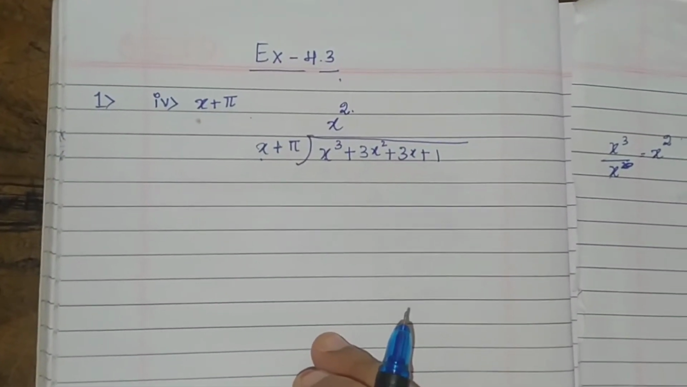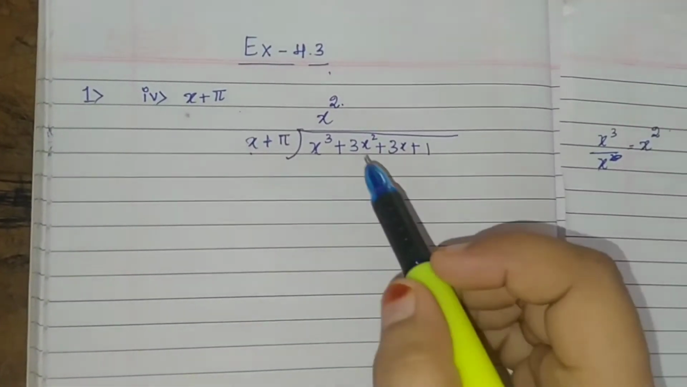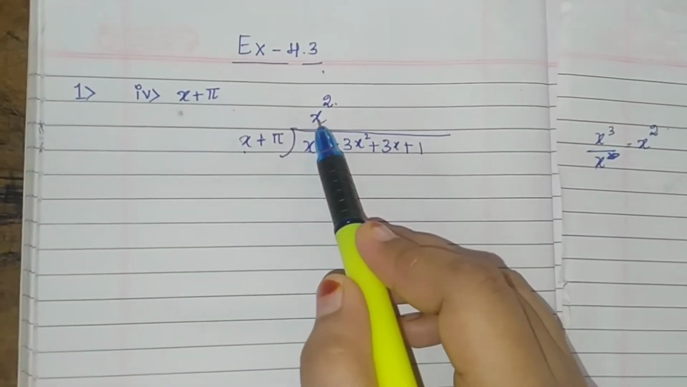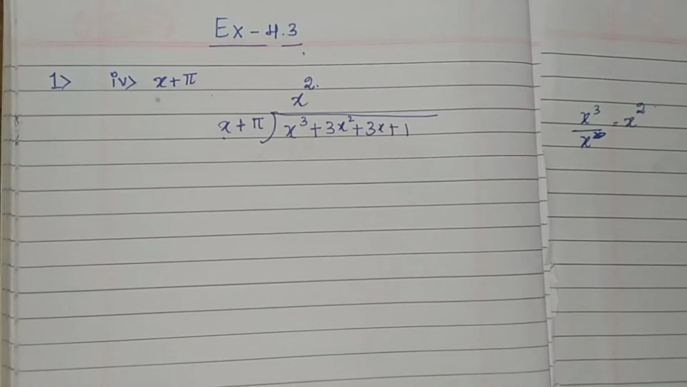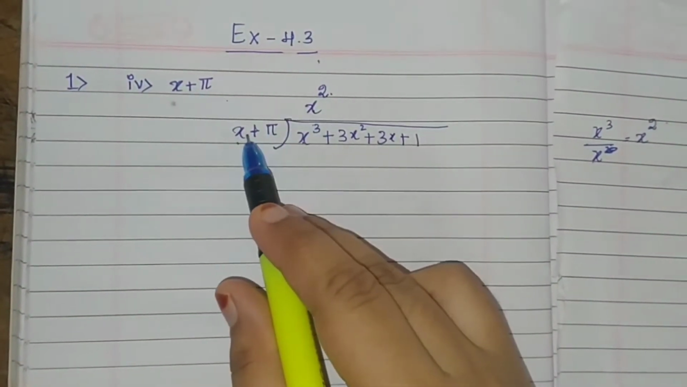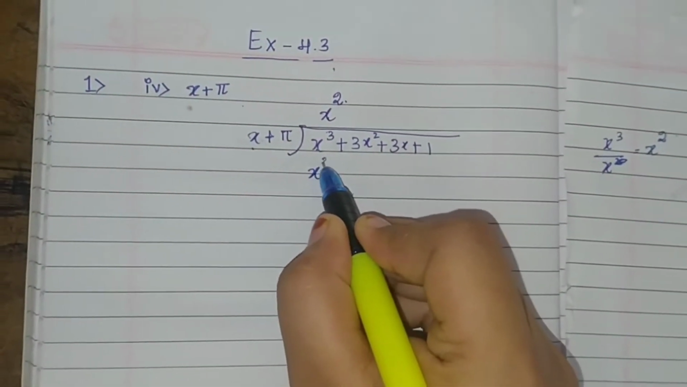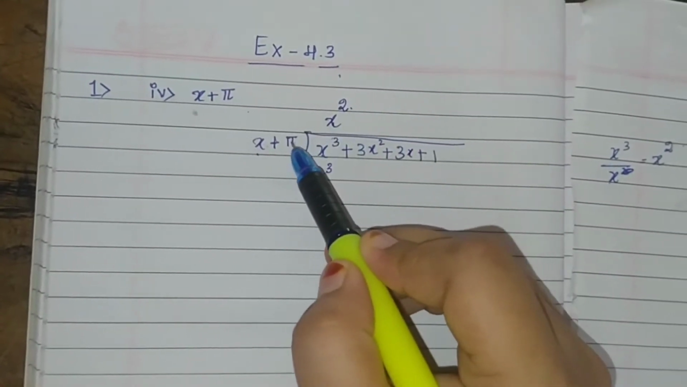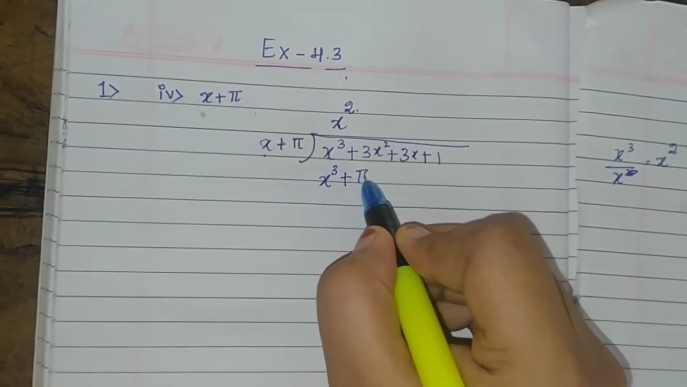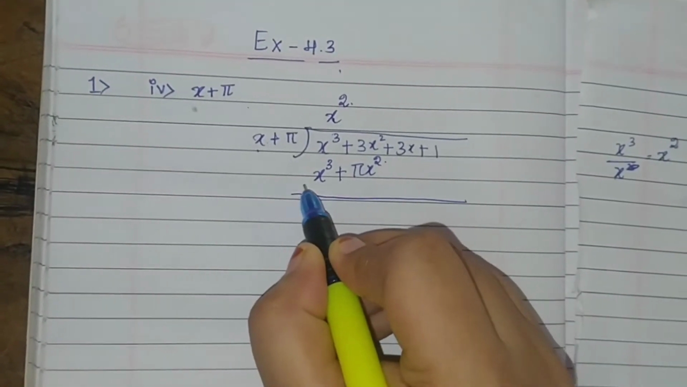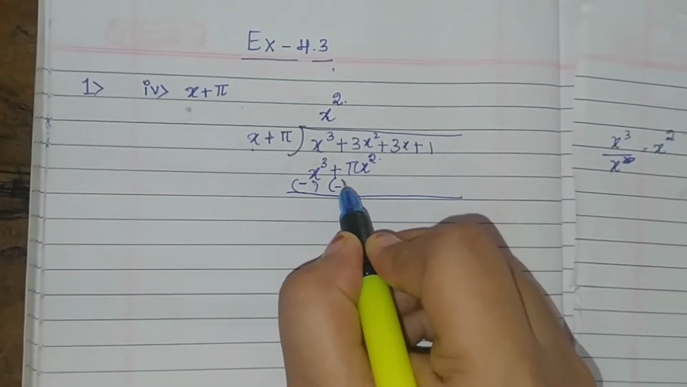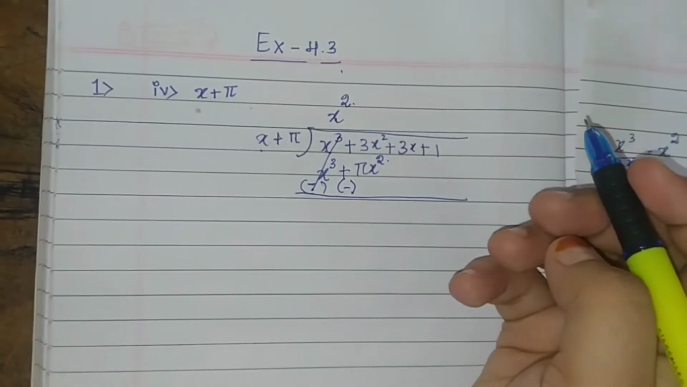Okay, so now after that the same procedure you have to follow over here. The first term of the quotient multiplied by the first term of the divisor, that is x square into x is nothing but x cube, isn't it? Then x square into pi is nothing but pi x square. Now the next step is to change the sign. So here x cube and x cube will get cancelled.